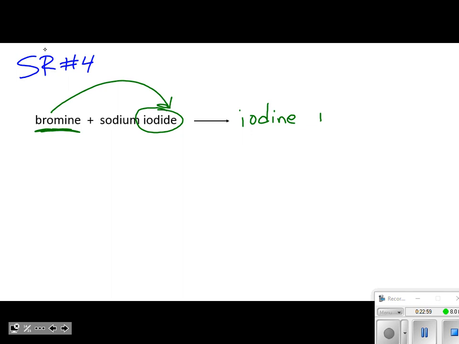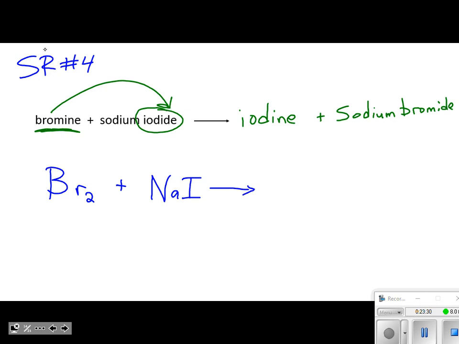And I'm going to also have sodium bromide. That's going to be my new salt. So bromine. Remember, when I'm dealing with these halogens, that they're all super 7s, right? So bromine is going to react with sodium iodide. We already said it's kicking out the iodine. Iodine's a super 7, though. And it's going to give me sodium bromide.